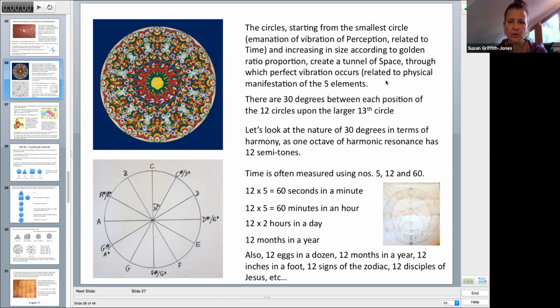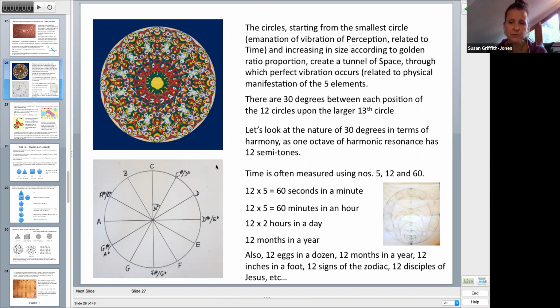And let's look at the nature of 30 degrees in terms of harmony, as 1 octave of harmonic resonance has 12 semitones. So here we have a whole octave of resonance starting from C, and in semitones, C sharp or D flat, D, D sharp, E flat, etc., coming back round to its initial tone.